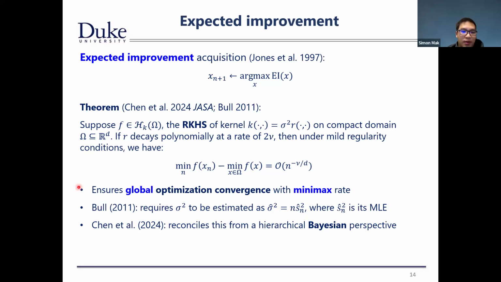So, we thought this was a little bit interesting, and so we reconciled this from a Bayesian, hierarchical Bayesian perspective, which explains a little bit on why you need the scaling in terms of sample size. So I'm not going to talk too much about this, but there's some interesting theoretical work here.